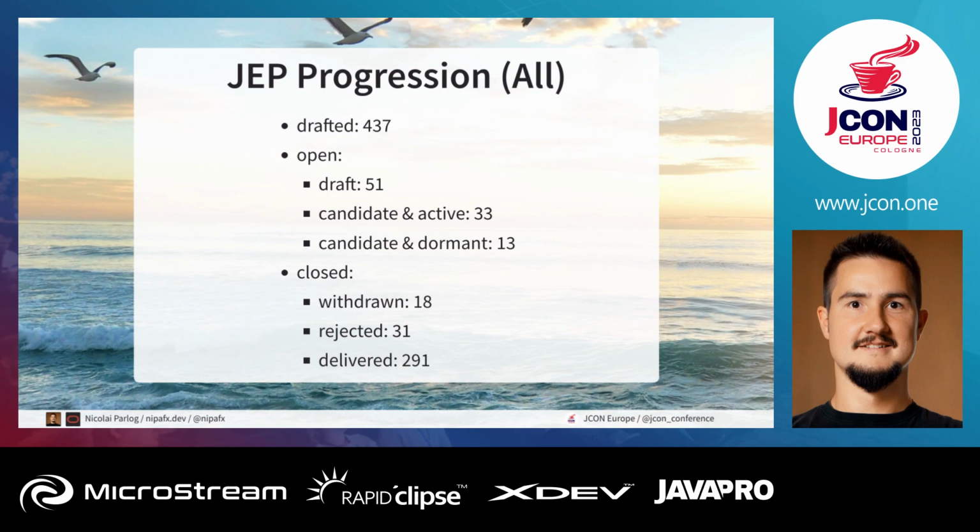And I went through the hard work of counting this for you. At the moment, we had 437 drafted JEPs. Draft is the earliest stage, right? So 437 have been drafted, and then most of them went beyond. 51 are still in draft, and then we have 46 that are candidates, and some of them have not been changed for 3 years, so I classified them as dormant. So 33 are somewhat actively developed on. And we had a bunch that were closed, right? 18 were withdrawn, 31 were rejected, and 291 were delivered. So that's a pretty big chunk of those, right?